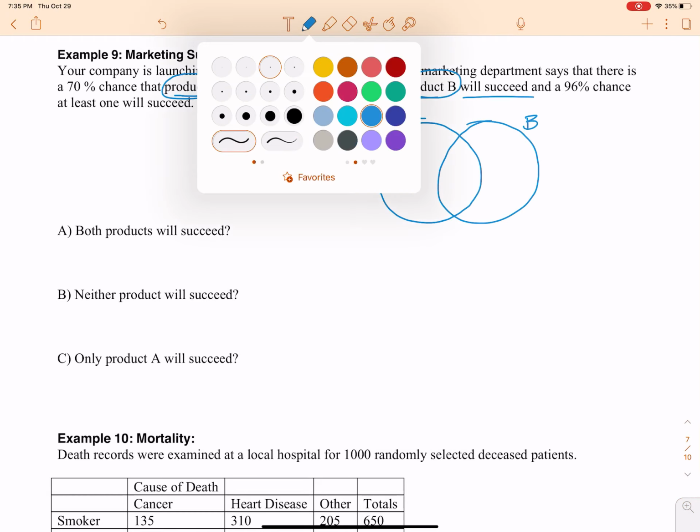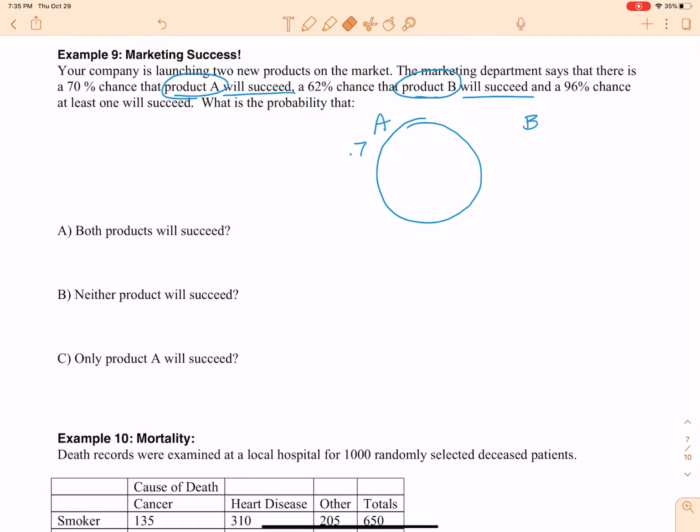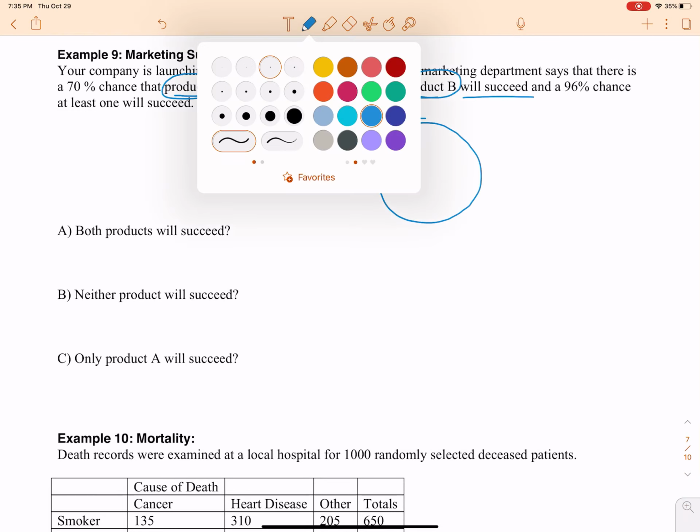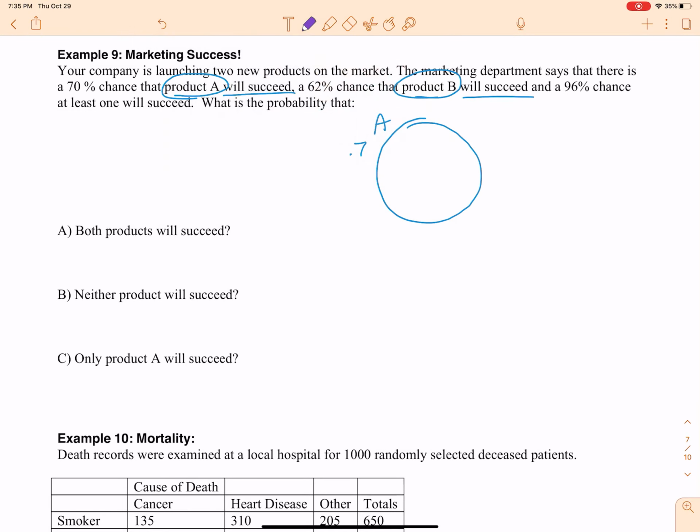Let's switch colors. It might make it a little easier to get your bearings here. All right, so product A is 0.7. That's this whole circle. Product B, its whole circle, is 0.62. Now, you have to be careful with this because I can't make the assumption that 0.7 is just this right here and that 0.62 is just this right here. 0.62 and 0.7 include this overlap right here. So you have to be careful with that.